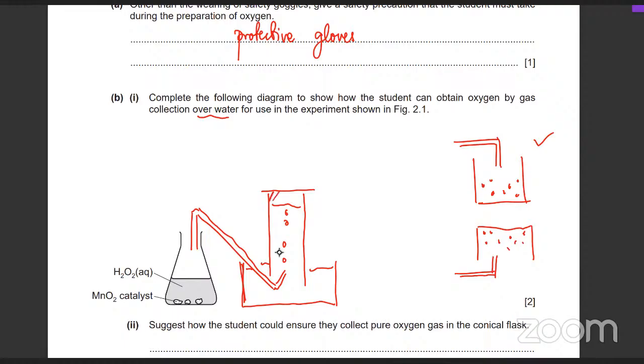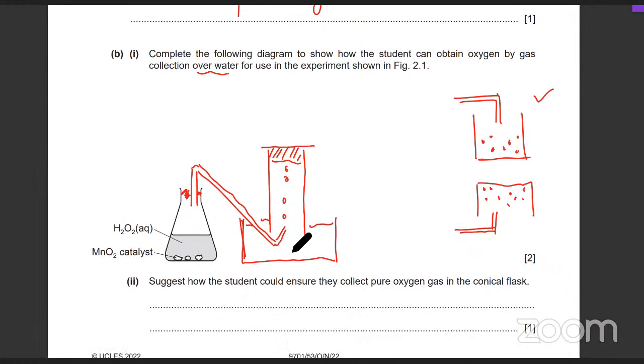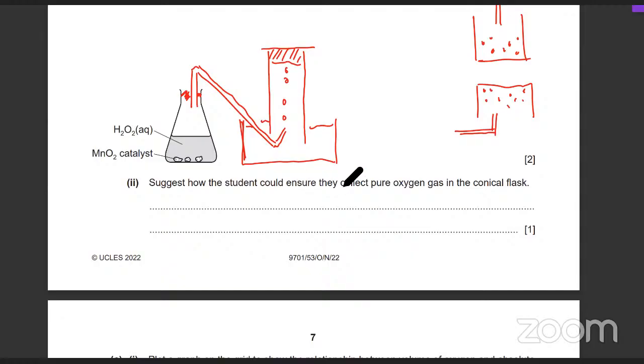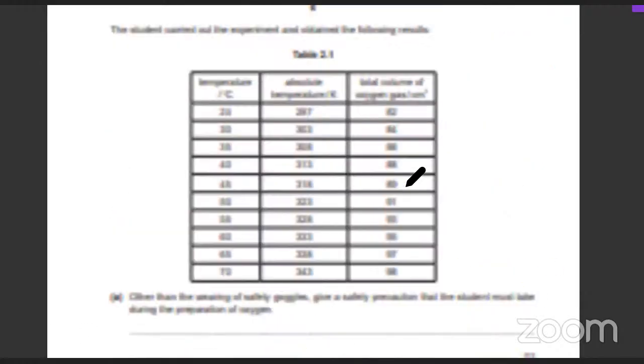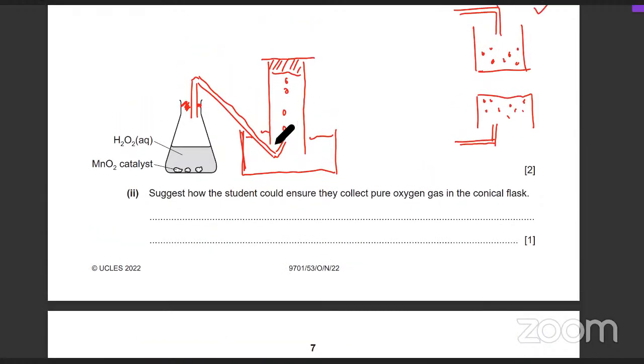So here you're basically bubbling it and the gases will get collected. You have to make sure there are no gaps, make a better drawing. So I guess that's it. You can have an inverted measuring cylinder, and you can collect the gases. So this is how the student could ensure that they collect pure oxygen gas. How can you ensure that you get pure oxygen gas over here?